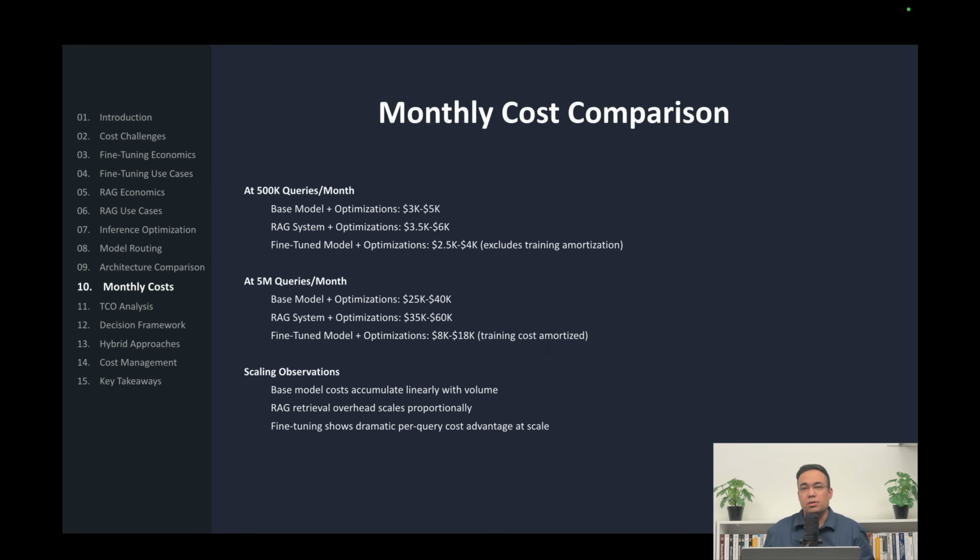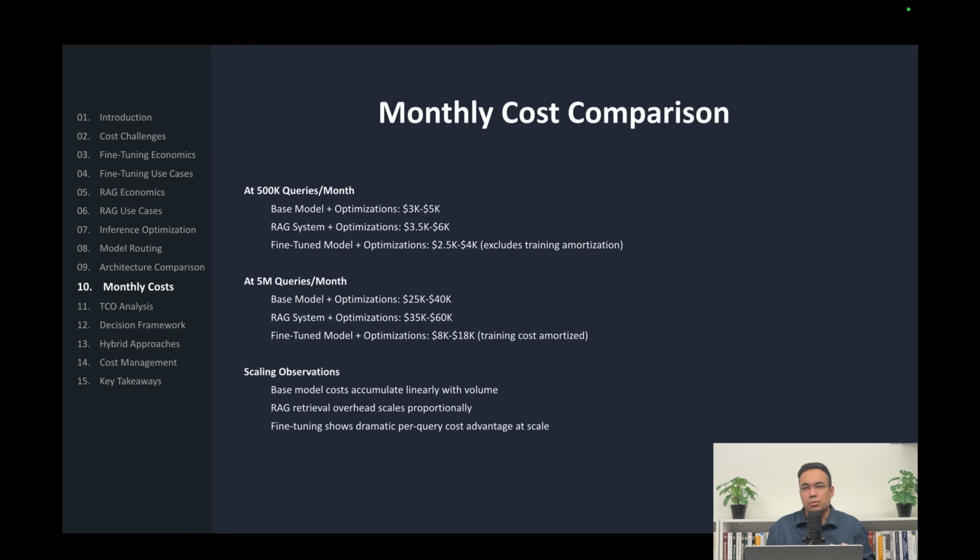The base model plus optimizations jump to $25,000 to $40,000 per month because these per token costs really accumulate at scale. A RAG system plus optimization runs $35,000 to $60,000 per month. The retrieval overhead compounds as volume increases. The fine-tuned model plus optimization runs only $8,000 to $18,000 per month, with training costs now amortized. You can see how fine-tuning's per query cost advantage becomes significant at this scale.